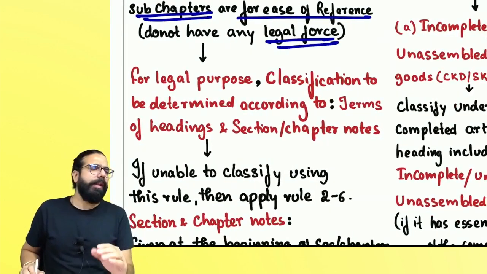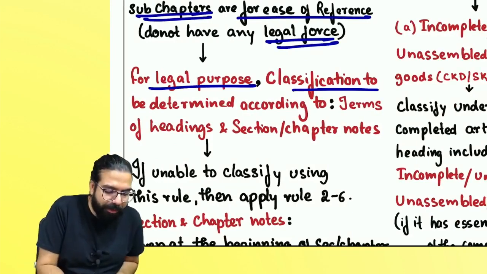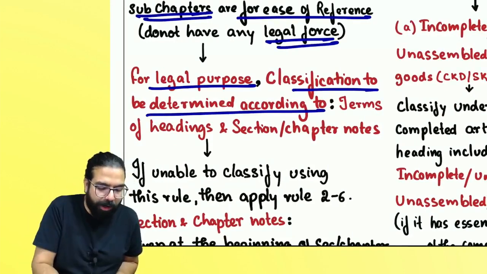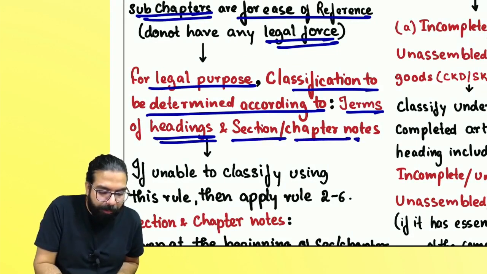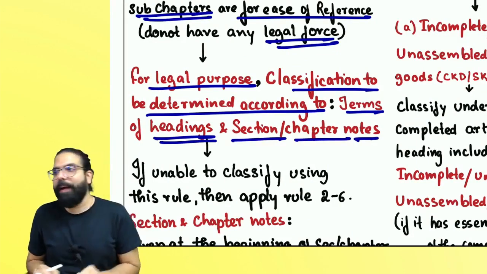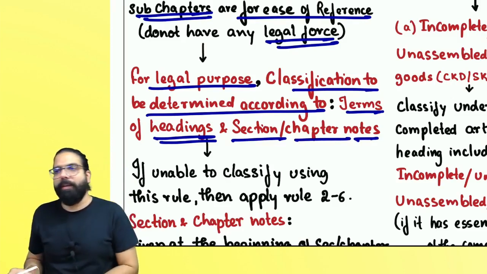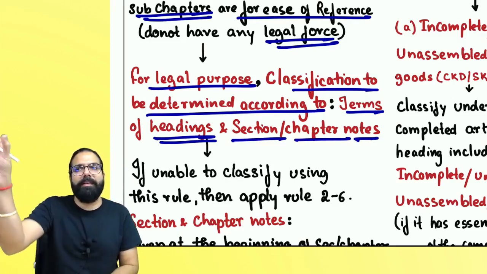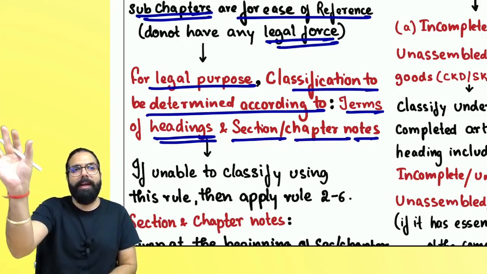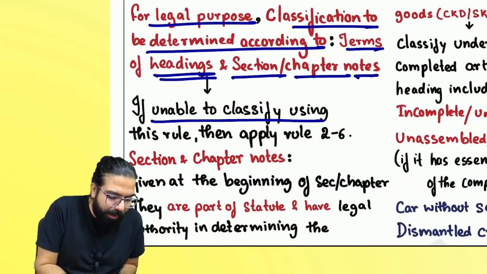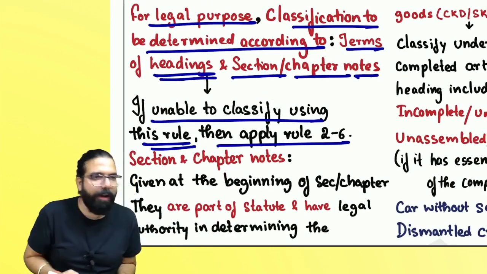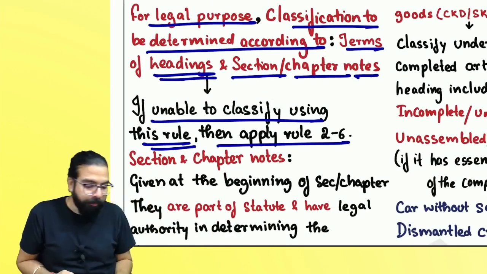When you are going ahead and doing the classification for legal purpose, classification should always be done according to what? Terms of the heading, name of the heading has to be read, section or chapter ka notes have to be read, and accordingly you should go ahead and do the classification. When you are doing the classification, read the section ka note, chapter ka notes, heading ka name, and then go ahead and do the classification. If unable to classify using this rule, then you have to apply rule number 2 to rule number 6.